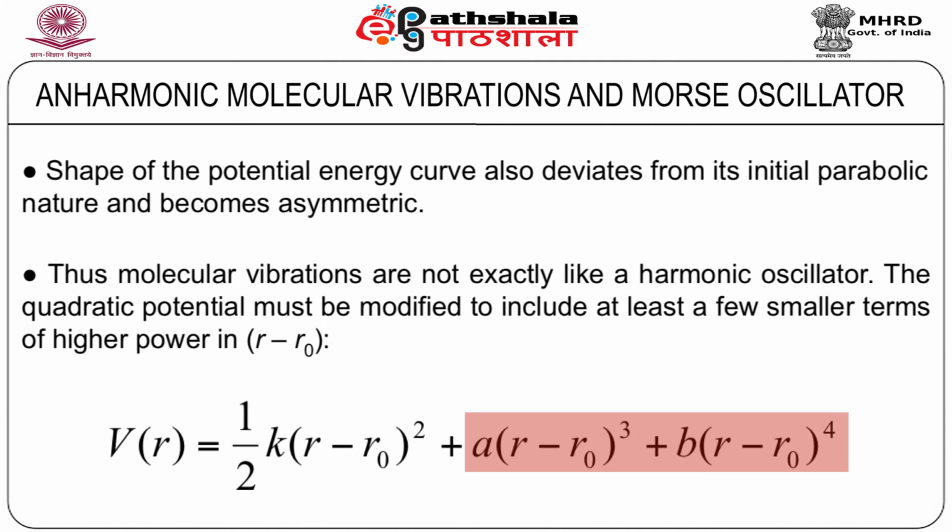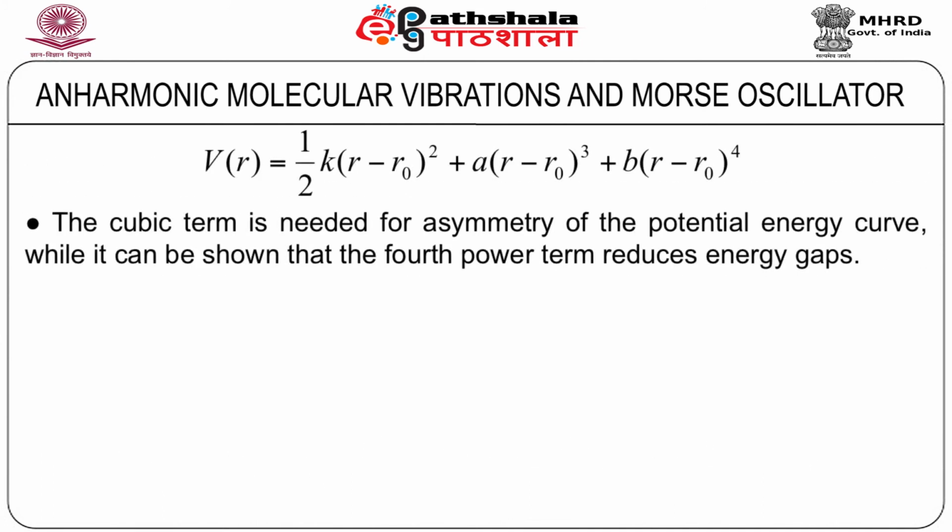So therefore these have to be kept small. The values of A and B should be much smaller than the value of K. The cubic term is needed for asymmetry of the potential energy curve, while it can be shown that the fourth power term reduces energy gaps. This introduces asymmetry in the potential curve, and this reduces the energy gap.